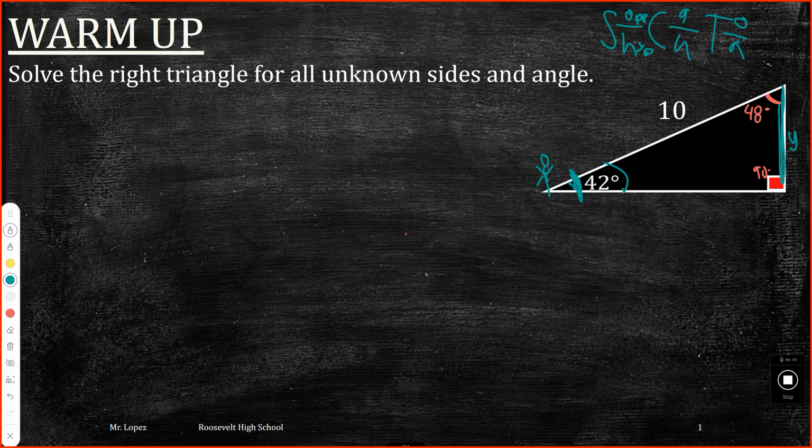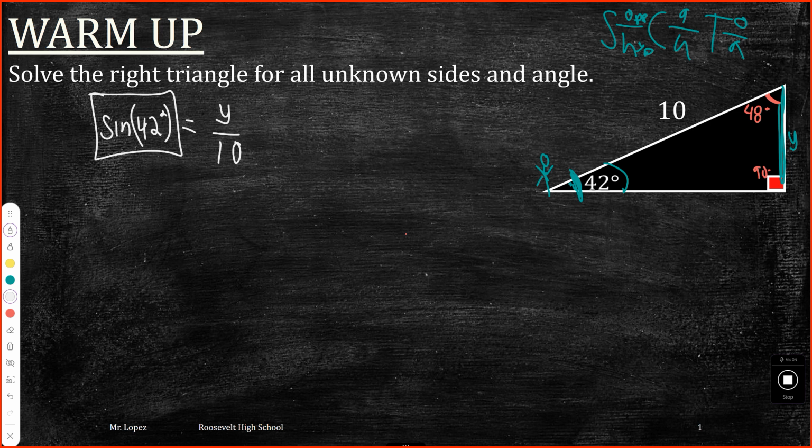So I'm going to do sine of 42. Let's go with sine of 42 degrees. Sine of 42 degrees is equal to y over 10. And really what we're doing here, I don't know if it's going to blow your mind, is that a calculator has this stored, to some decimal place.